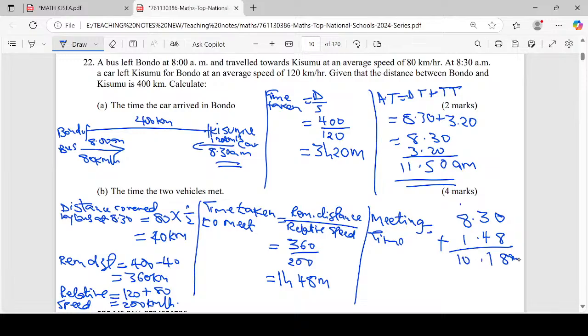10:18 a.m. So your answer is 10:18 a.m. That is the meeting time.